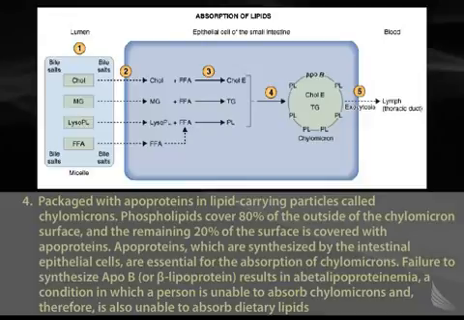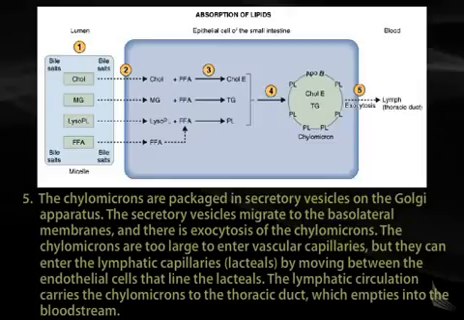If apoprotein B is not synthesized, then a condition called abetalipoproteinemia is present. A person is therefore unable to absorb chylomicrons, and dietary lipids cannot be absorbed. This is because there is impaired exocytosis.